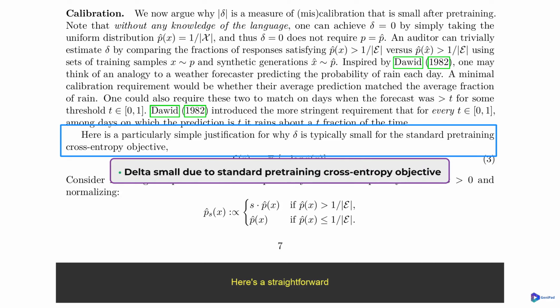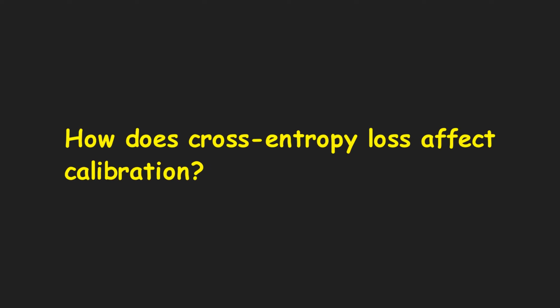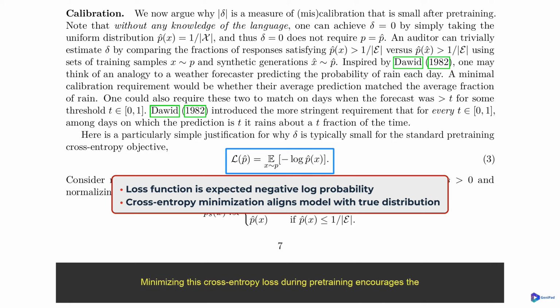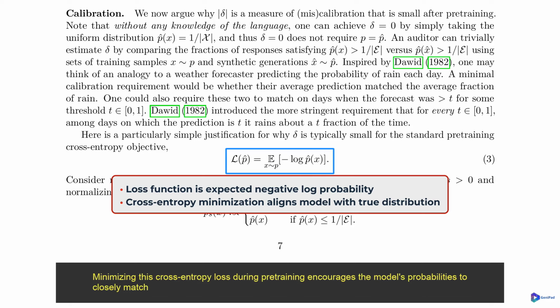Here is a straightforward reason why delta is usually small with the standard pre-training cross-entropy objective. The loss function L(P) is the expected value of negative log probability over the true distribution. Minimizing this cross-entropy loss during pre-training encourages the model's probabilities to closely match the true data distribution, which keeps delta small and ensures better calibration.